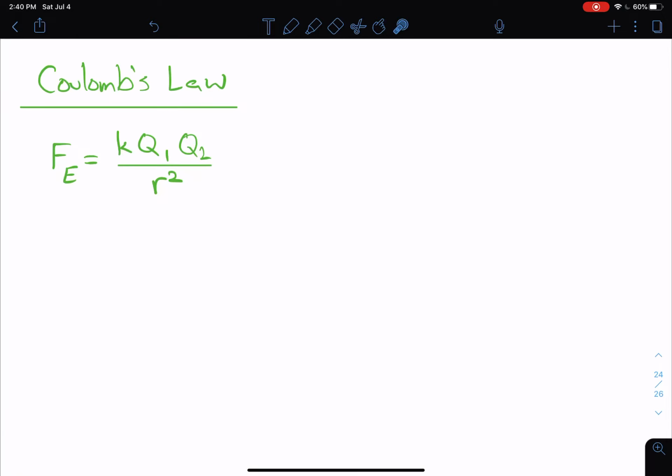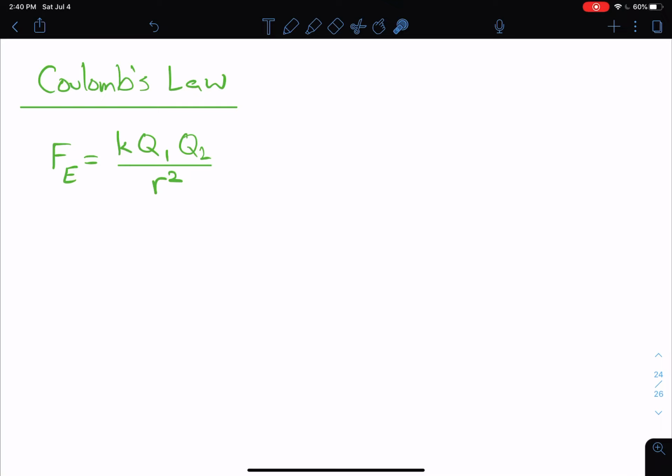Let's talk about Coulomb's law. We'll start by talking about the computational part of Coulomb's law, and that's the formula that you see here. This formula is for the magnitude of the electrostatic force, the F sub E, that exists between two charged objects, Q1 and Q2. Notice that we're using capital Q's, so that means we're dealing with the magnitude of the charge, which makes sense because, again, this formula is for the magnitude of the electrostatic force.